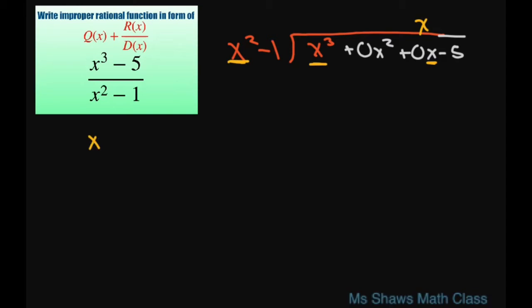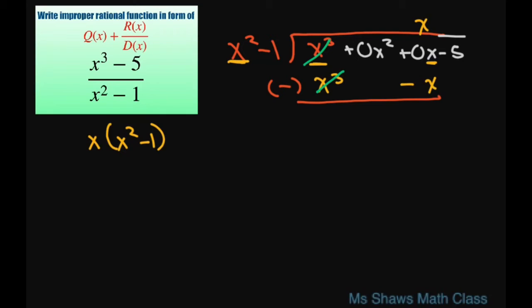Now we're multiplying x times x squared minus 1. That's going to give me x cubed minus x. So that's going to be minus x goes there. Now we're going to subtract. And when you subtract, these go away. And you have 0x minus a negative x. That's a positive x. Now there's nothing times x squared that's going to give you an x. So just go ahead and bring down the negative 5.